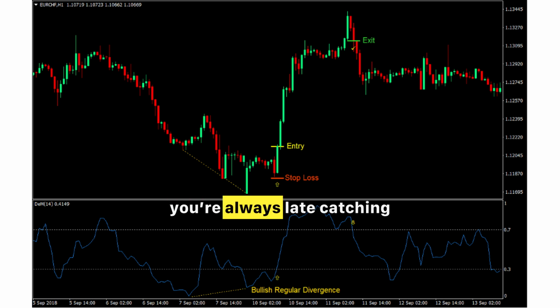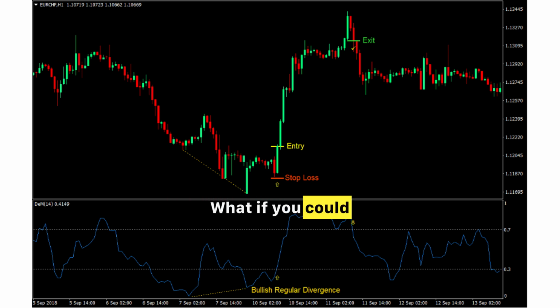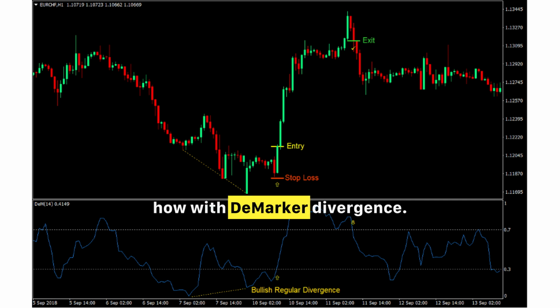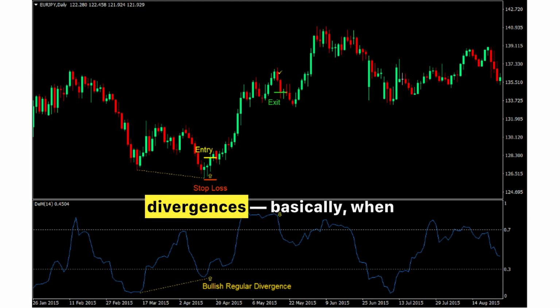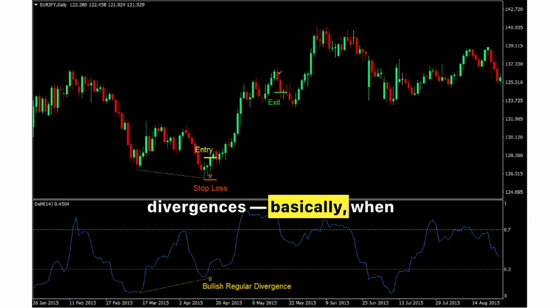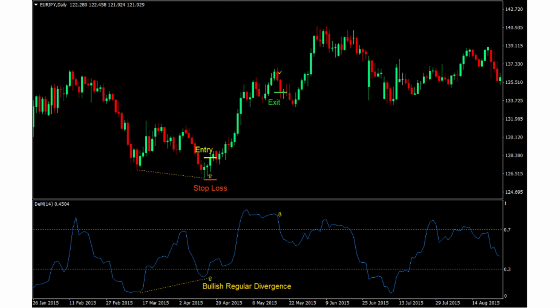Do you feel like you're always late catching reversals? What if you could spot a potential trend flip before it really turns? Let me show you how with DeMarker Divergence. This strategy uses the DeMarker Indicator, which oscillates between 0 and 1 to find regular divergences, basically, when price and momentum disagree. Here's how it works.